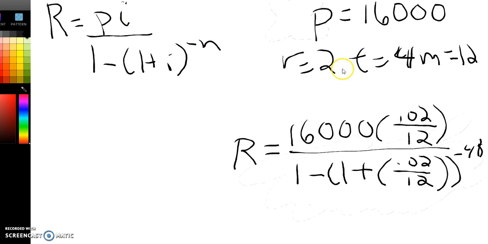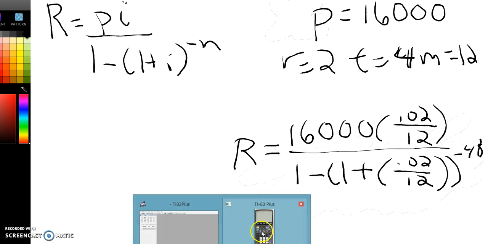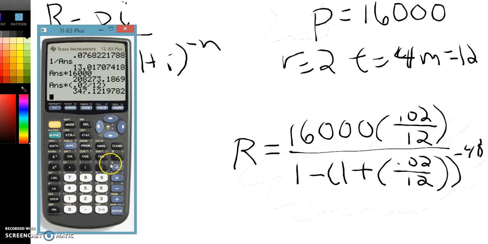Okay. This N is going to be the number of years, 4, times the number of payments yearly, 12. So 4 times 12 is 48. Plug that in, I'm going to have negative N there, so negative 48. So this is what I'm going to plug into my calculator, where P was the principal, 16,000. I want to use my graphing calculator to do that. Okay, so I'm going to start here with this bottom I.